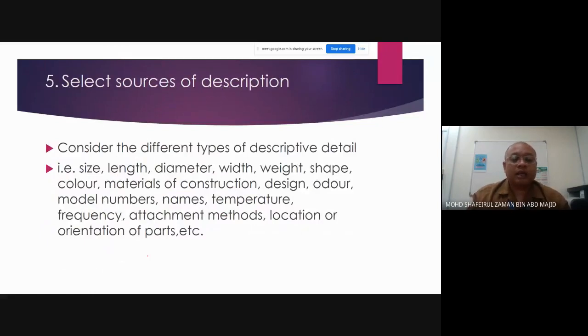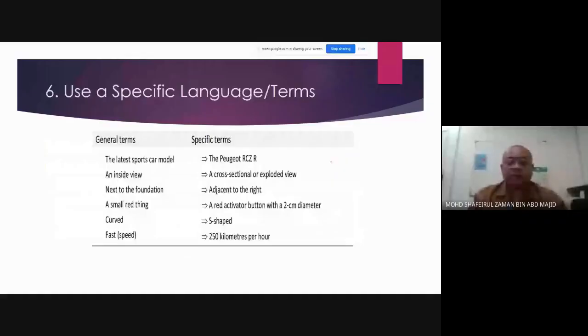Right, next, select the sources of description. So we have talked about this previously in our previous slide. So description for the part. So use specific language terms as I have told you.